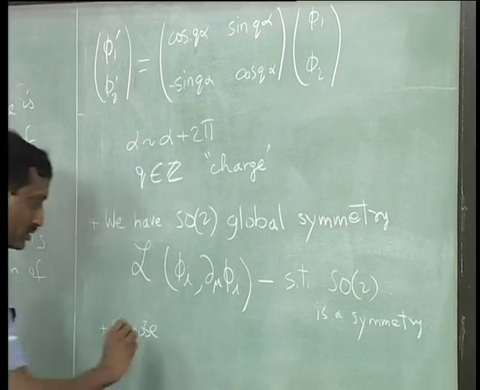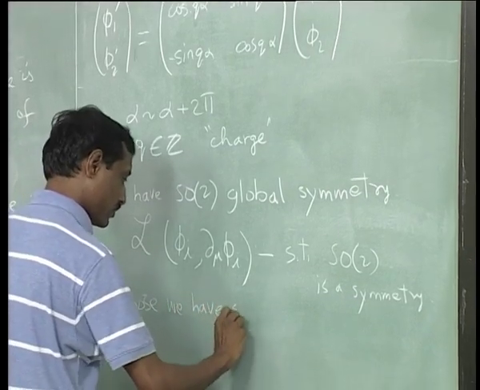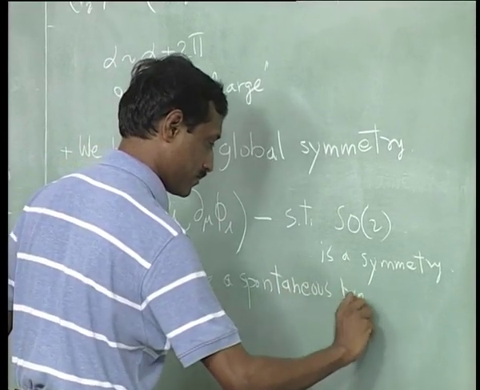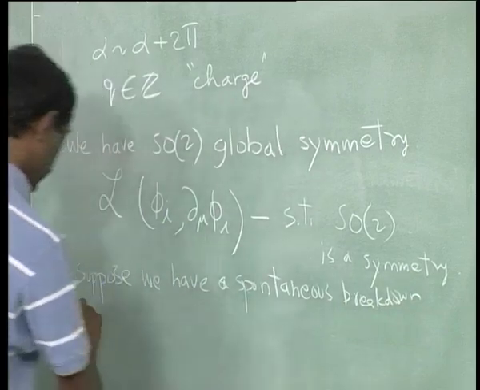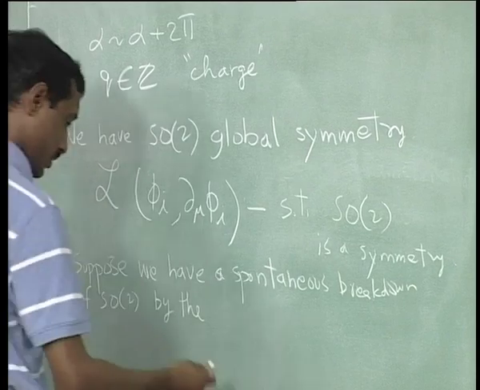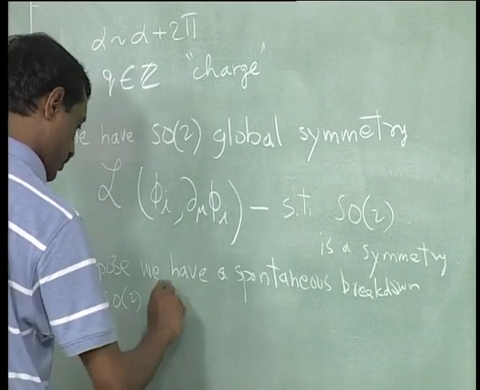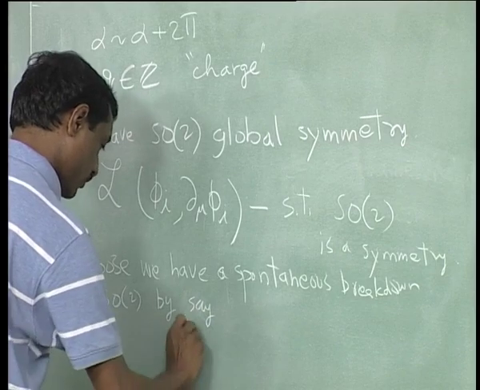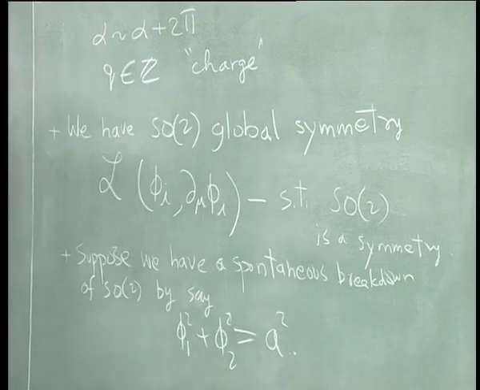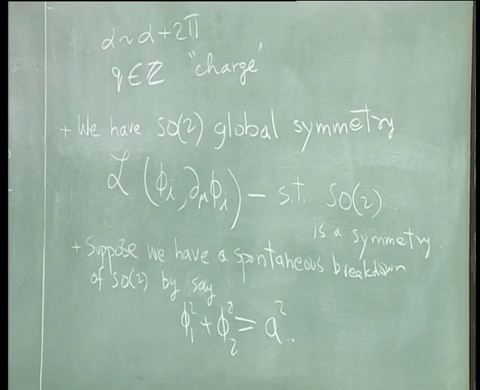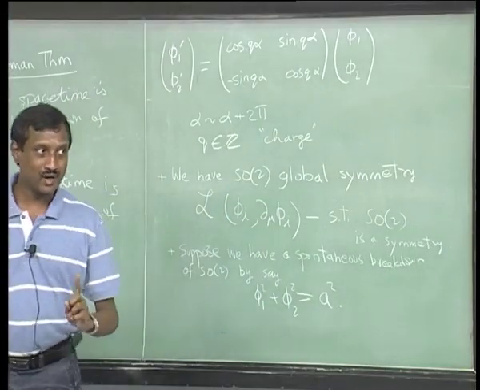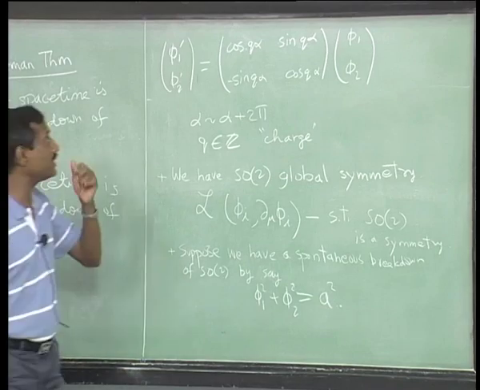I just have a comment to make about the goals. We have a spontaneous breakdown of symmetry of SO2 by the fields, by say something like this: phi 1 square plus phi 2 square getting a vev, we will call it A square. Okay. So this breaks. You could start by, like we did last time, saying phi 2 equal to A.